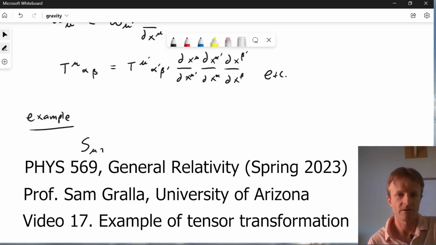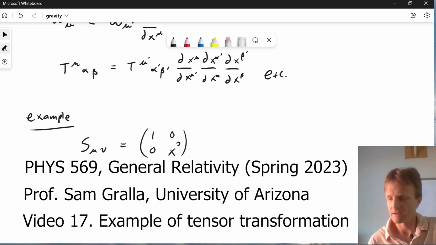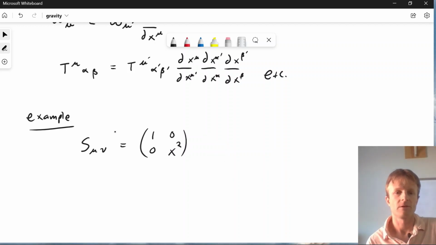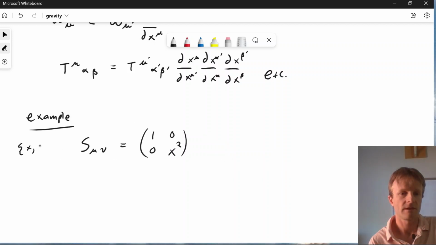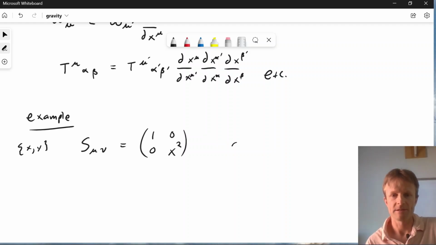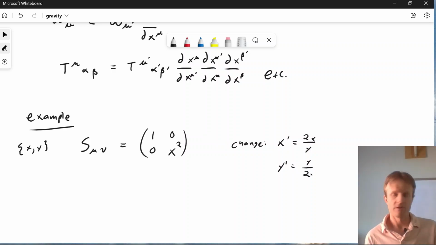Suppose we had a tensor S mu nu, which I'm going to write as a table of numbers. Doesn't mean you should think of it as a matrix. It's just a nice way of quickly telling you what it is. So I'm going to be in coordinates x, y, and I'm going to change to coordinates x prime is 2x over y, and y prime is y over 2.